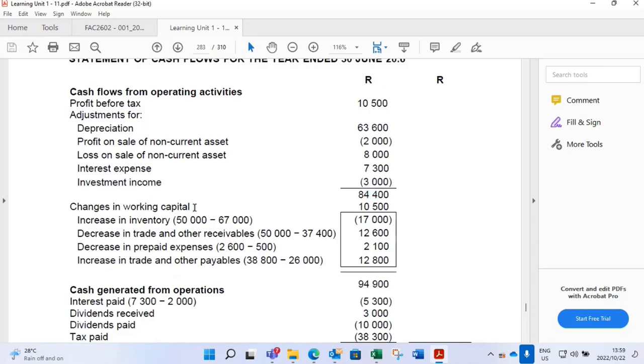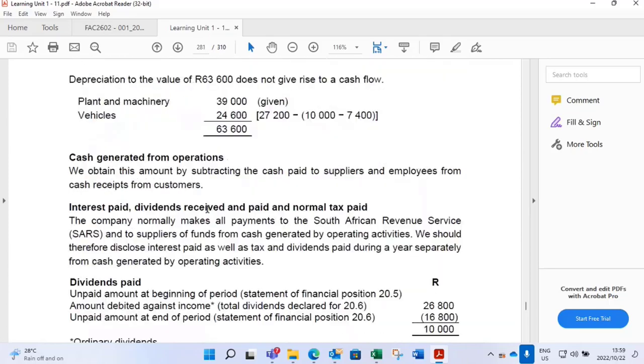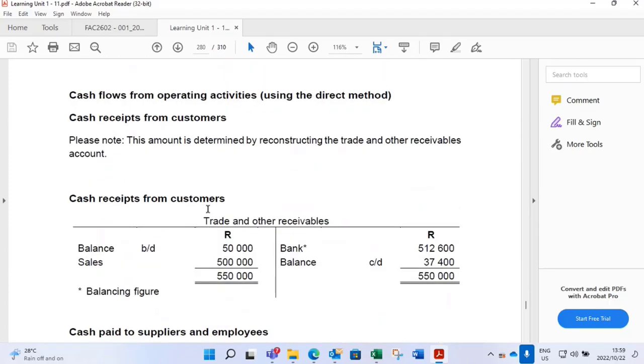Yes. Then we do changes in working capital. So these will be the balances: your inventory, the receivables, the prepayment expenses, and the trade payables. So you're gonna take their balances. So you said inventory at the beginning was 50,000. Inventory at the beginning was 50,000. Let's check it.